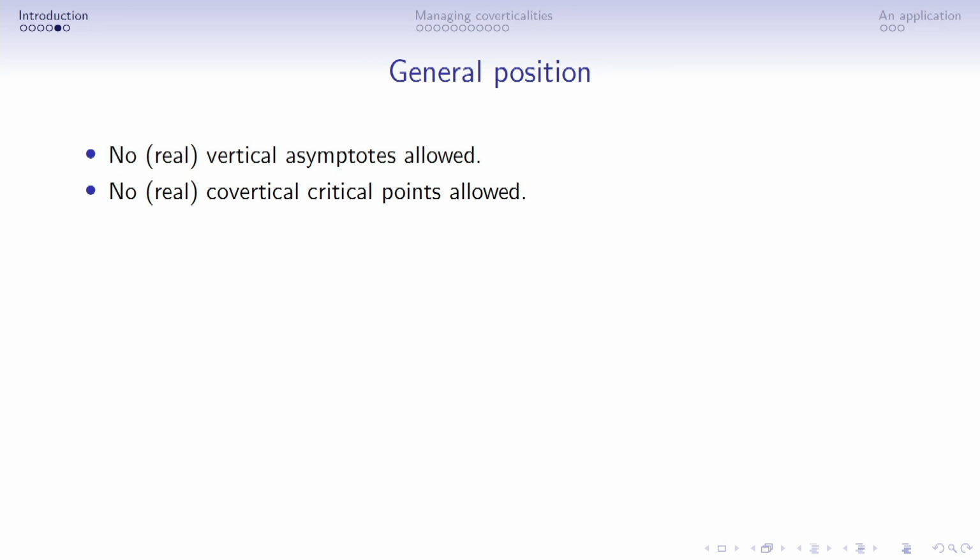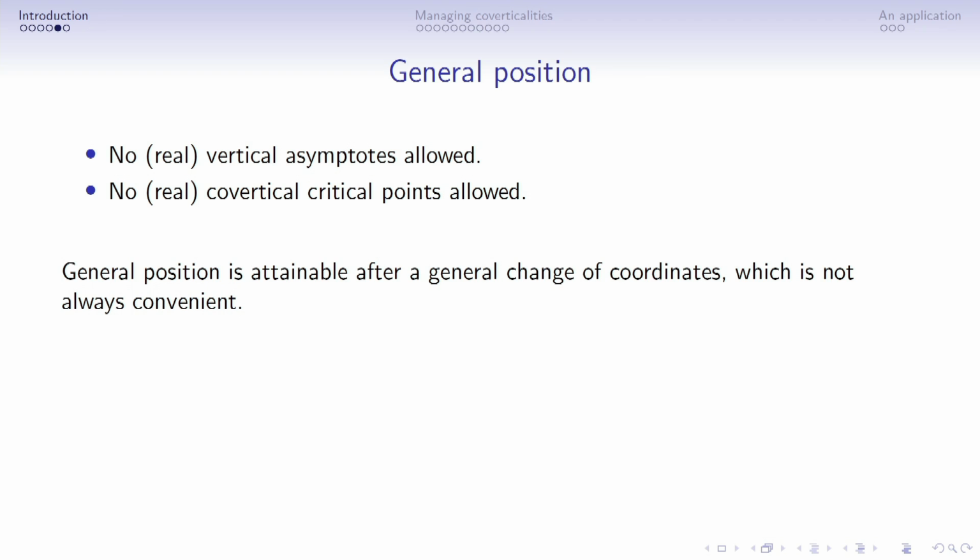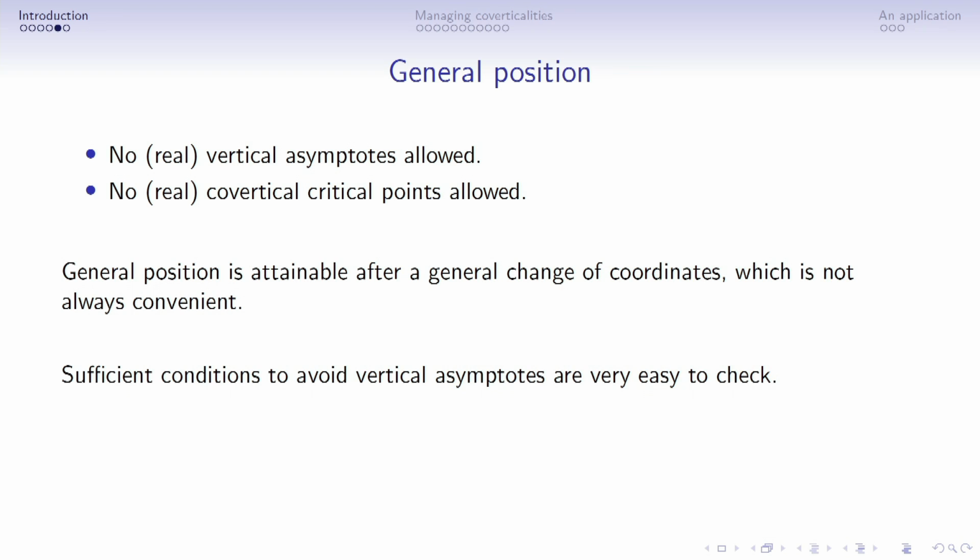The general position for me in this case is defined as the condition of having no real vertical asymptotes, and no real co-vertical points, also no real pairs of critical points in the same critical line. I mean, it's what allows me to make step 4 automatic. Well, this was said before.